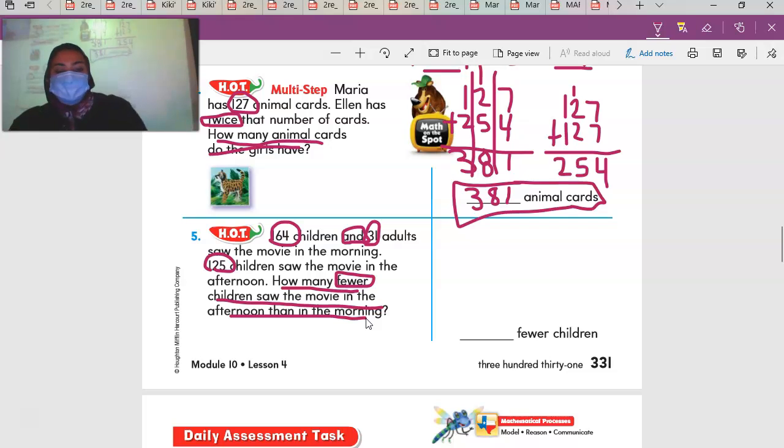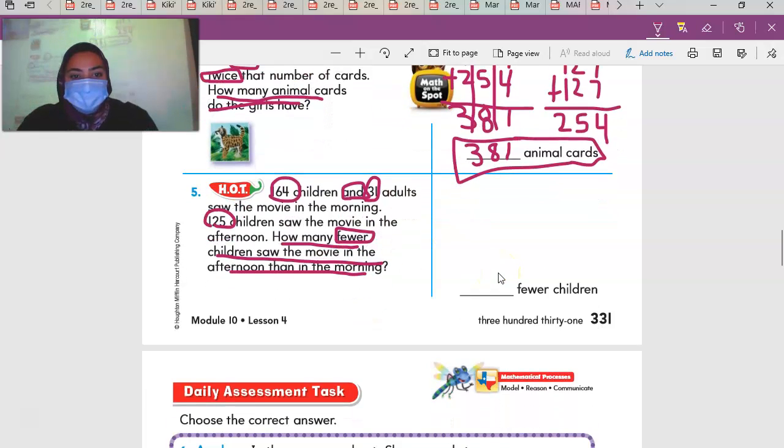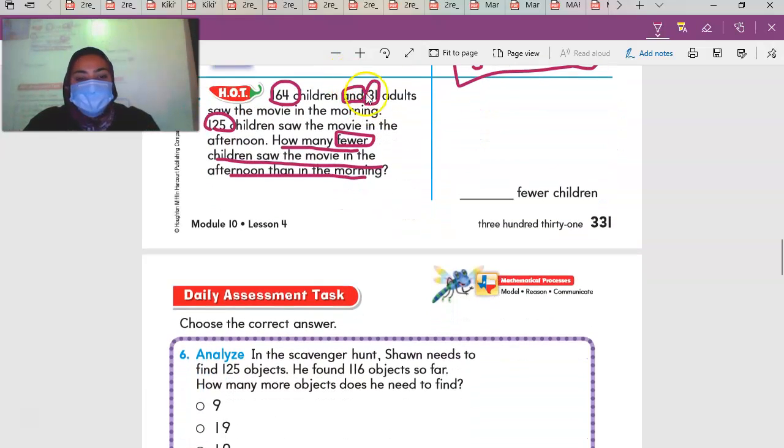So that was a lot of stuff. I'm going to reread it slowly and try to figure this out. 164 children and 31 adults saw the movie in the morning. 125 children saw the movie in the afternoon. How many fewer children, fewer means subtract, saw the movie in the afternoon than in the morning?